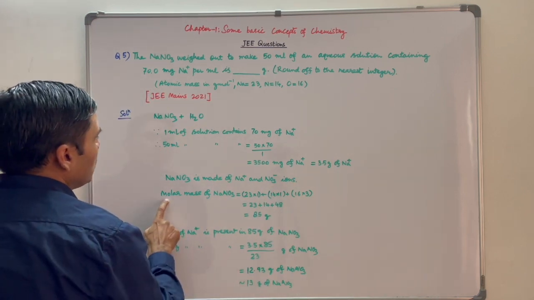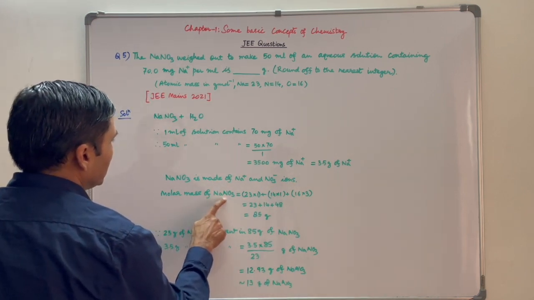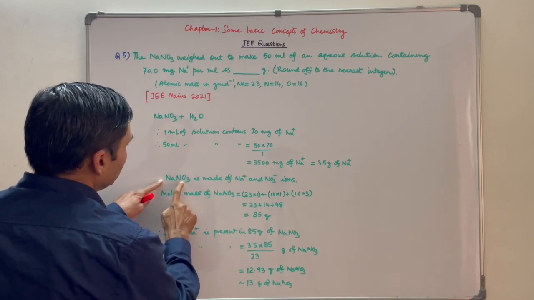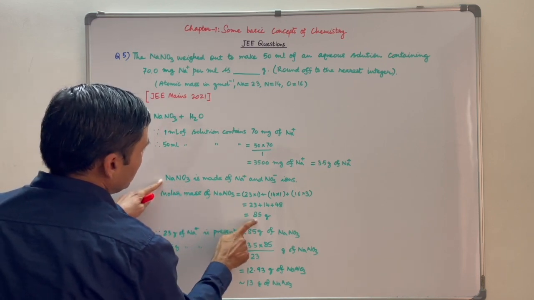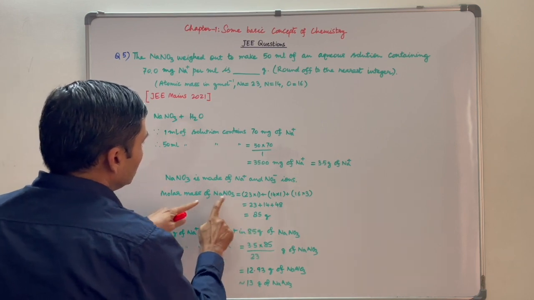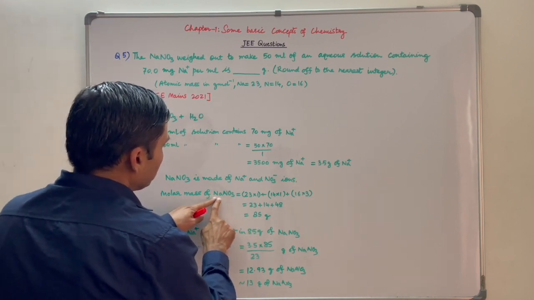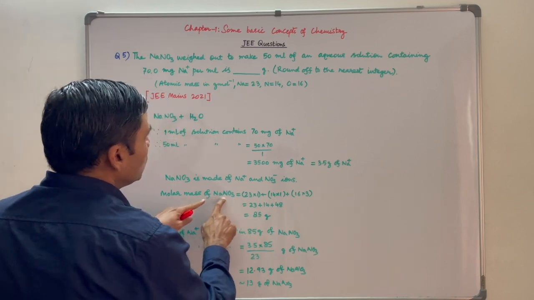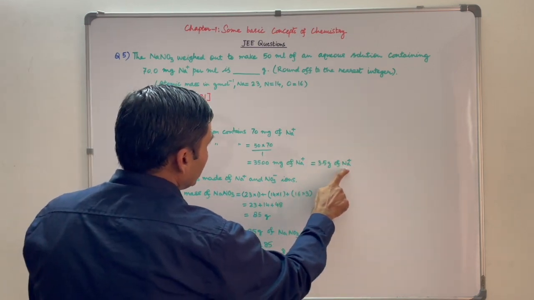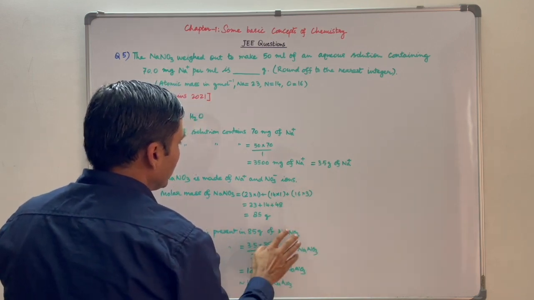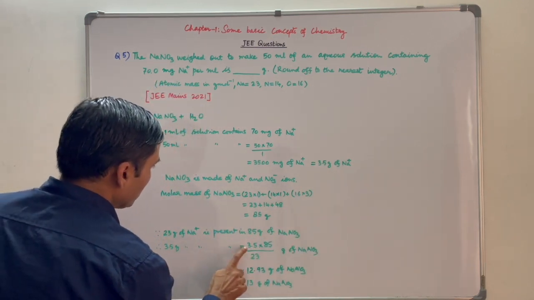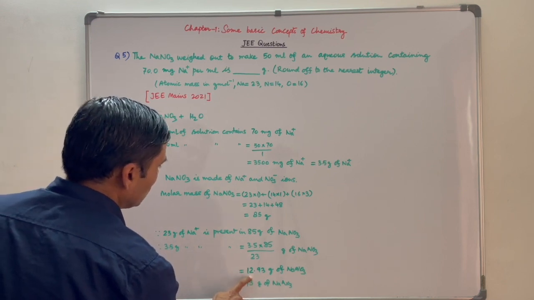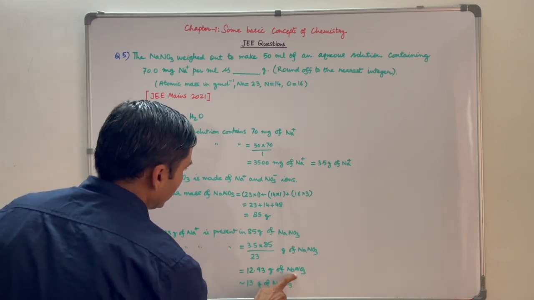Let us calculate the molar mass of NaNO3, and that will be 23 into 1 plus 14 into 1 plus 16 into 3. That comes out to be 85 gram. 23 gram of Na plus is there in 85 gram of NaNO3. So 3.5 gram of Na plus will be there in how much of NaNO3? It will be 3.5 into 85 upon 23. That comes out to be 12.93 gram of NaNO3.